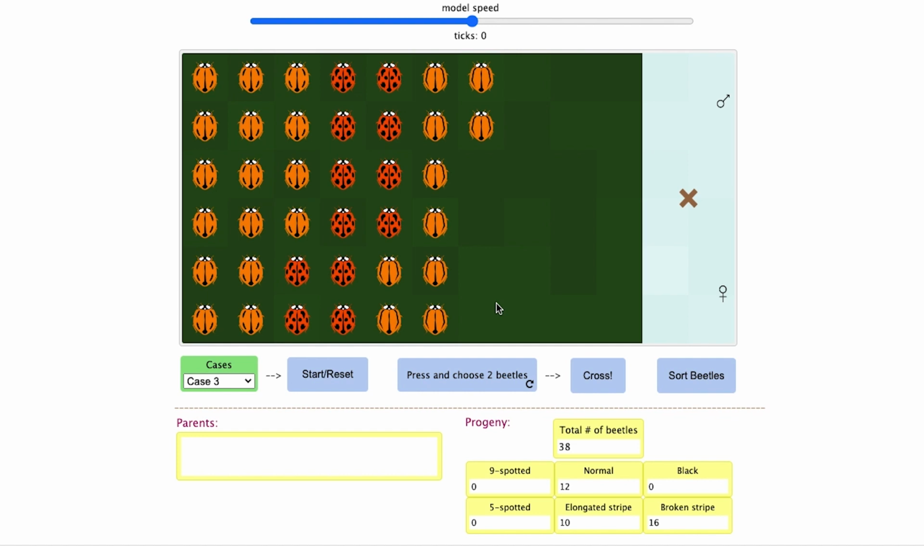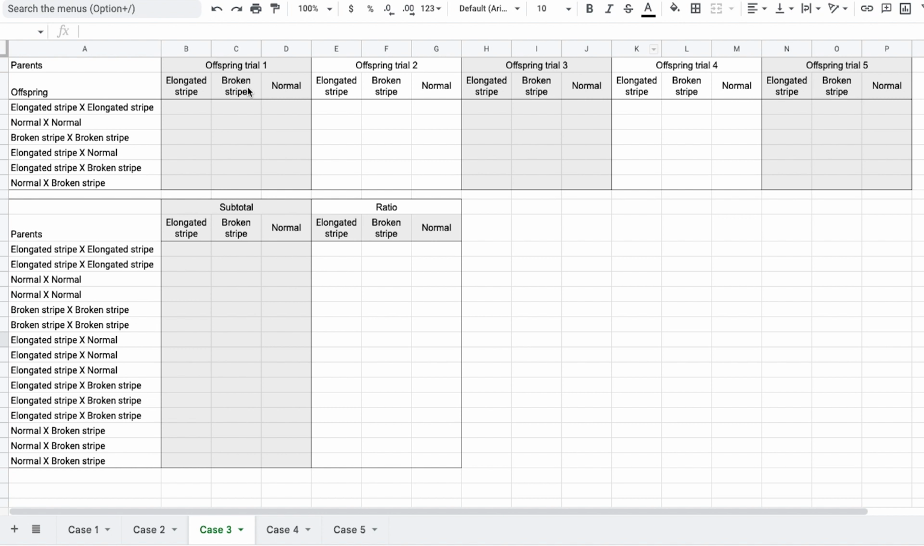From there, we can use the computer model to gather data. Students must test 6 types of crosses because there are 3 traits. Here, I will still demonstrate 5 trials for each cross. You can have your students do more trials. Just keep the number of trials the same for all these crosses.